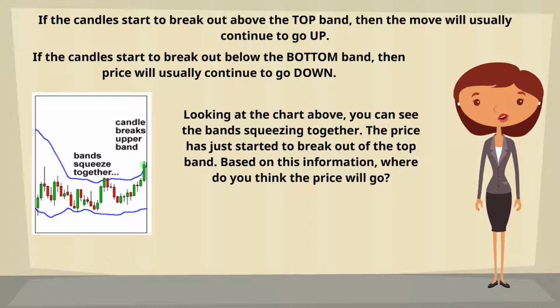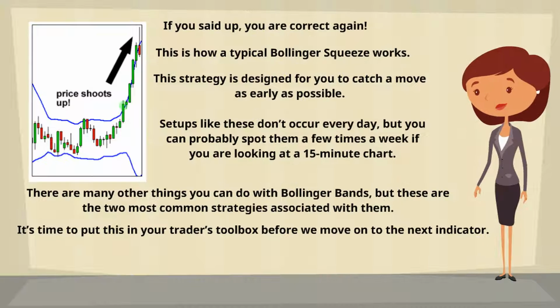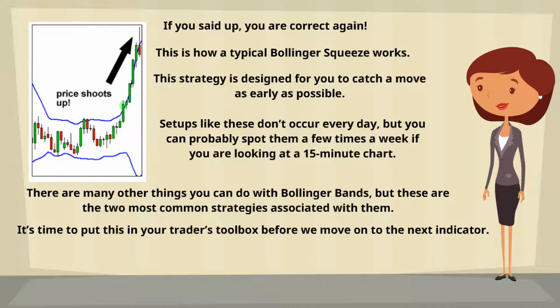Looking at the chart above, you can see the bands squeezing together. The price has just started to break out of the top band. Based on this information, where do you think the price will go? If you said up, you are correct again. This is how a typical Bollinger Squeeze works.